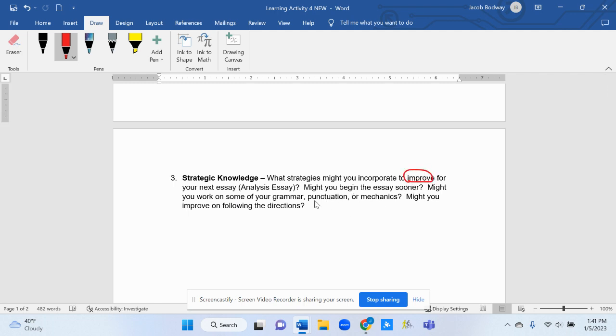Might you begin this sooner? Might you work on some of your grammar, punctuation, mechanics? Might you improve on following the directions?